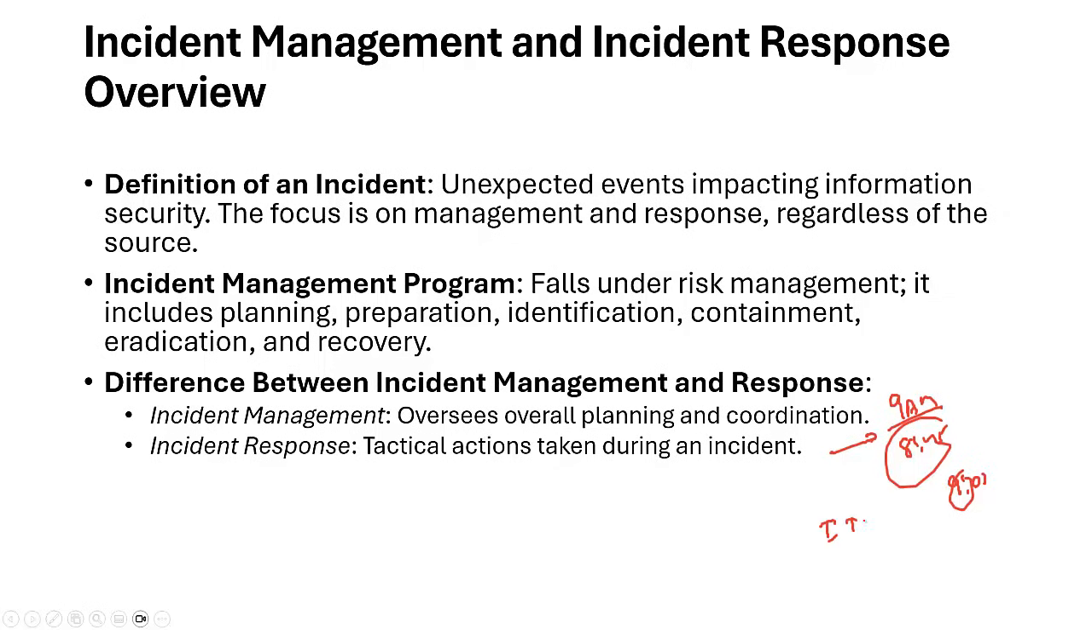Now, if you have a recurrence of incidents, it leads to a disaster. And if you don't give attention to a disaster, it leads to a crisis. The difference between risk and incident is that risk is a probability, but an incident is a confirmed action. Unexpected events impacting information security or the CIA triad are called incidents, and the focus is on management response. So the incident management program falls under risk management. It includes planning, preparation, identification, containment, eradication, and recovery, which I'm going to discuss in later slides.